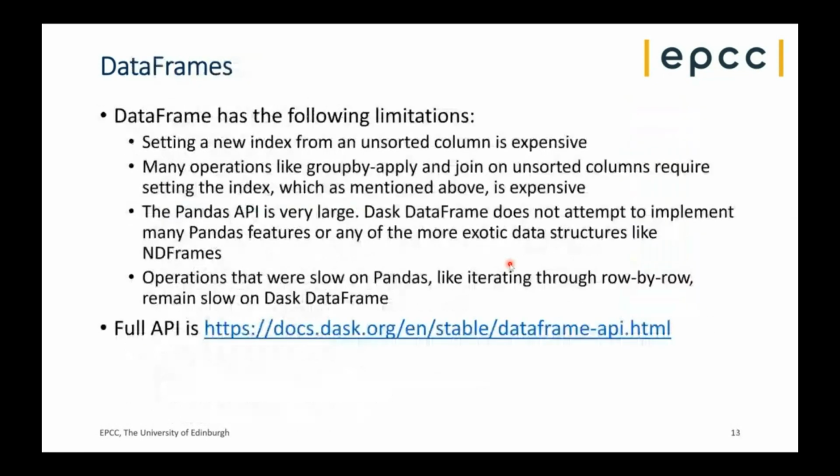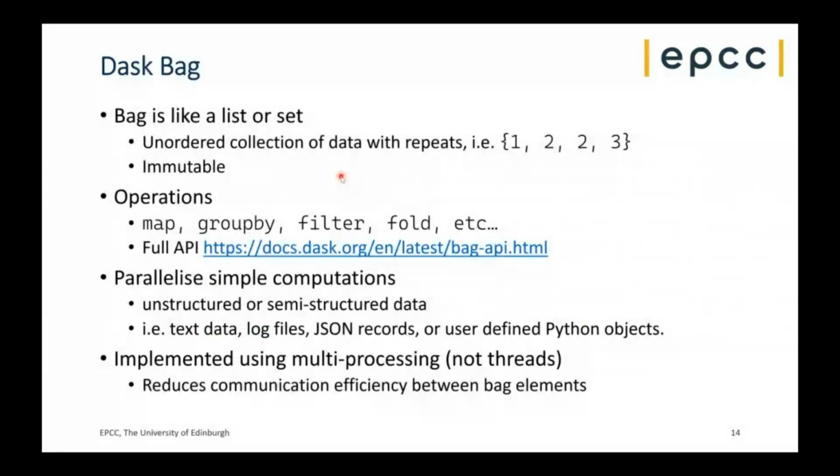Because bag itself is not using any underlying library, it's designed to map standard Python data types. The Dask library has to implement the parallelism itself, so it uses multiprocessing, not threading, to do the parallelization on Dask bags. That means the communication efficiency between bag elements is not as good as other kinds of parallelization strategies. So certain operations parallelized across a bag can be slower than if you're doing a similar kind of thing with a Dask array or a Dask data frame.